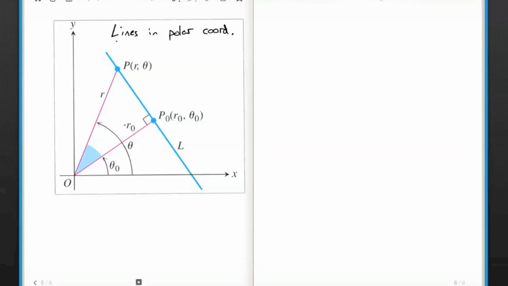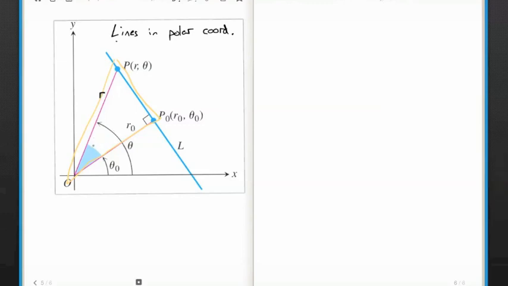Then if I take just a generic point, r theta, and draw a right triangle here, let me trace that right triangle in some other color, like in yellow. So this becomes a right triangle, and this over here that I drew was an r. Well, this length here, r sub 0, really becomes r cosine of this angle here.